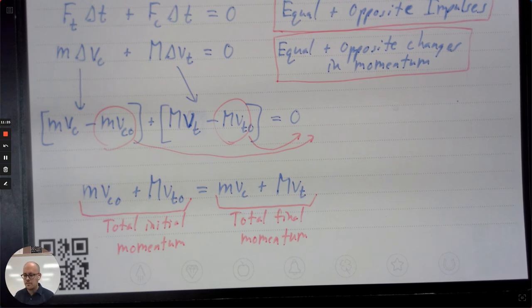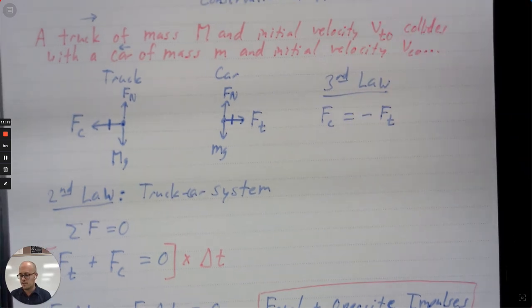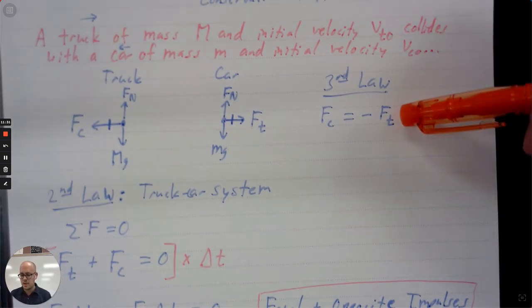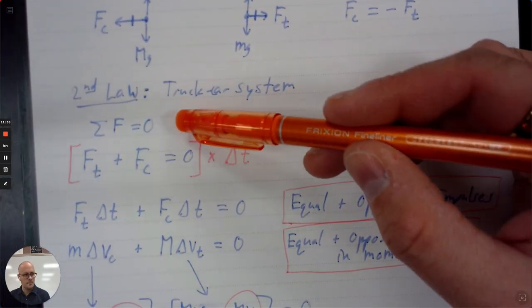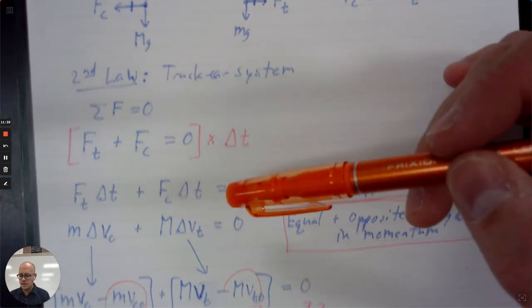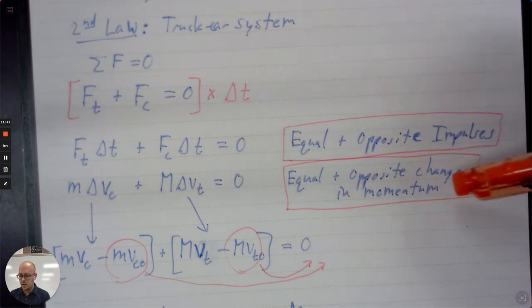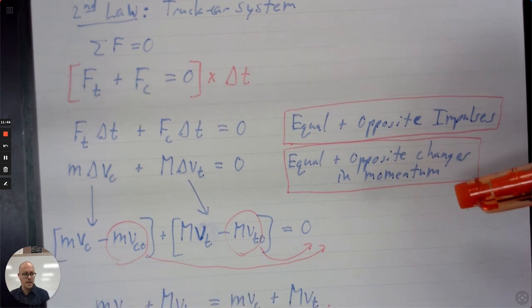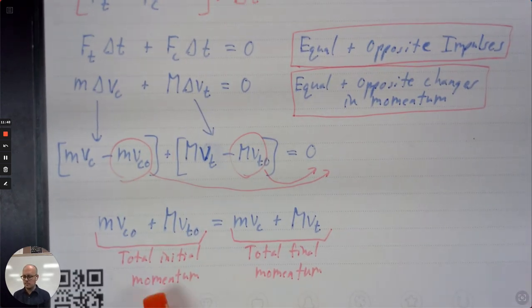I think it's very important that you remember all of these things because they all go together and they're all really big physics concepts: equal and opposite forces. If they are treated as a system, their net force is 0. They experience equal and opposite impulses. They experience equal and opposite changes in momentum. And because of all those things, the total momentum stays the same. And so in the next video, we're going to work with the official definition of conservation of momentum and some examples.